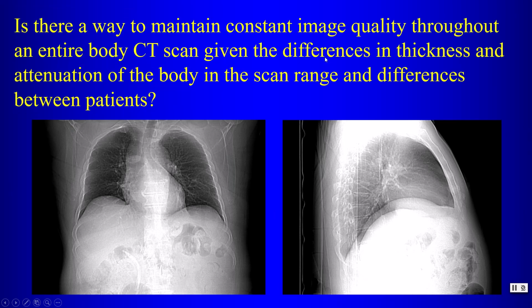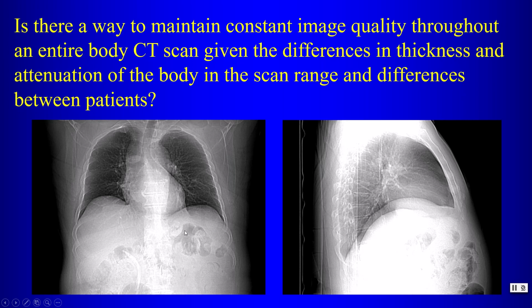Now, is there a way to maintain constant image quality throughout an entire body CT scan, given the differences in the thickness and attenuation of the body in the scan range and differences between patients? So here, if we're scanning this chest, you're scanning through these areas up here where there's more soft tissue, and then you come down here where there's relatively more lung, and you get up here to the upper abdomen, and there is more liver here.